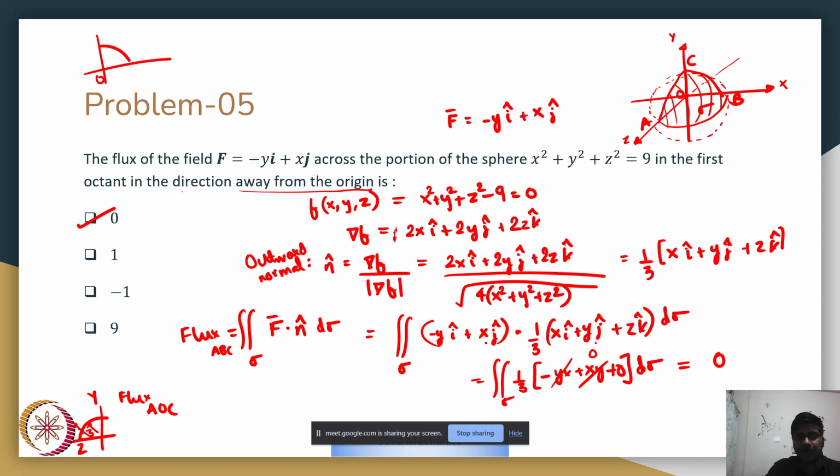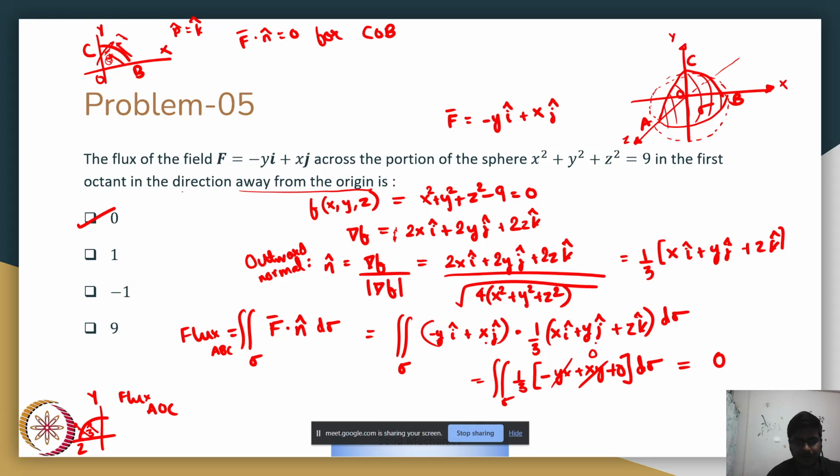If we look at the OC, which lies in the XY plane, the normal to this would lie along the k direction, and my vector fields themselves lie in the XY plane. So f dot n would be 0 again for the surface COB.